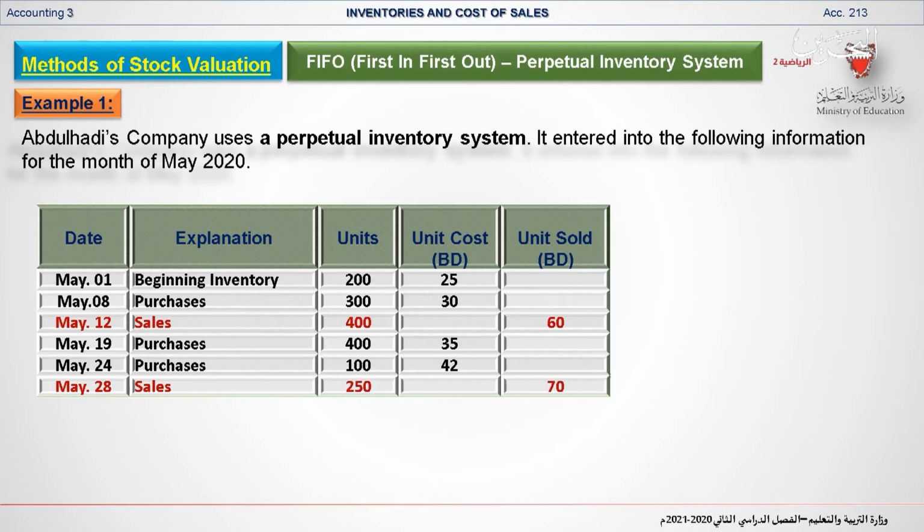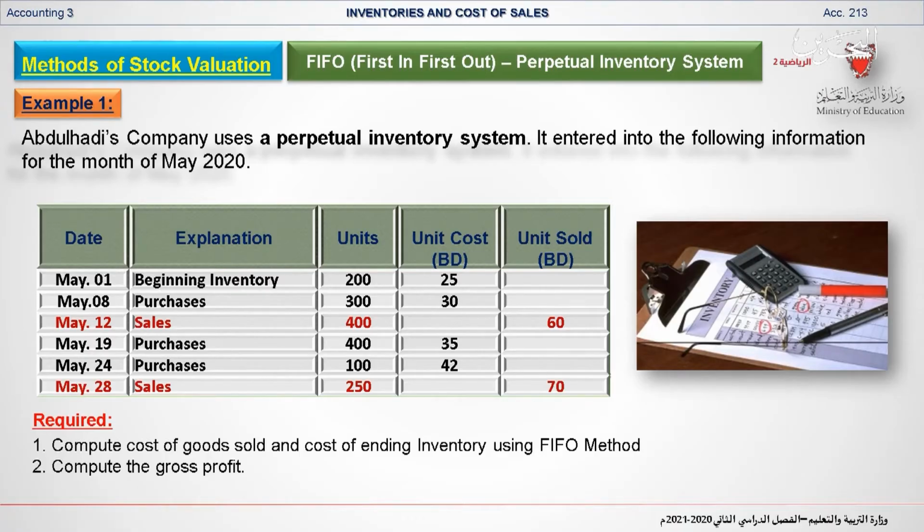Here is the idea behind the perpetual inventory system. Every time the company has transactions like in the above table, whether it is a sale or purchase, there is going to be an immediate update to the inventory account. For example, when the company purchases inventory, we are going to increase the inventory account. And when the company sells the inventory, we are going to decrease the inventory account. That's why it is called the perpetual inventory system. That means we are perpetually or continuously updating the inventory account.